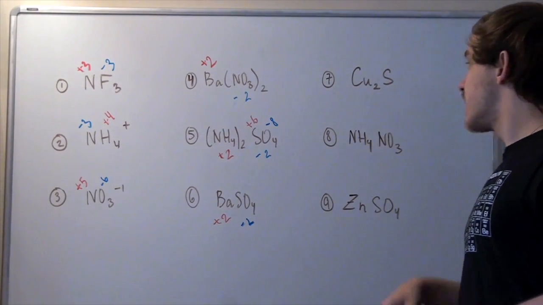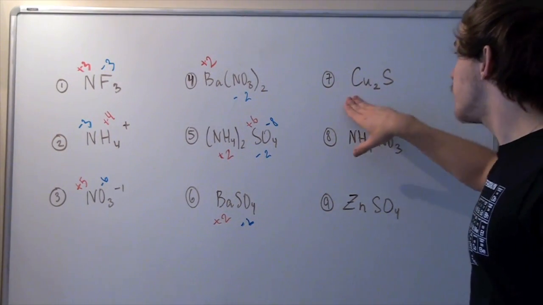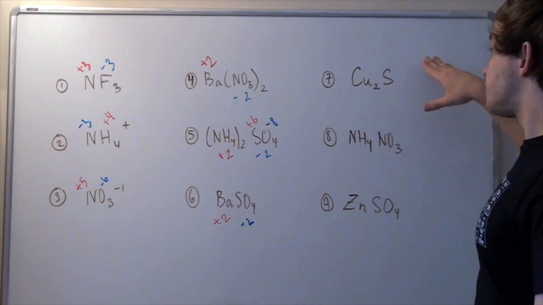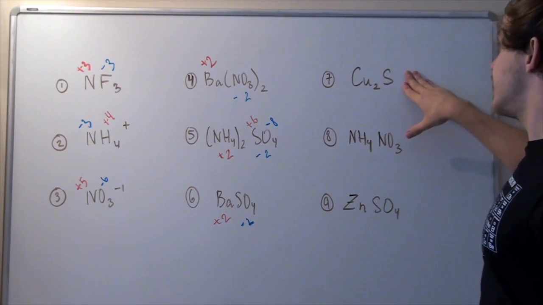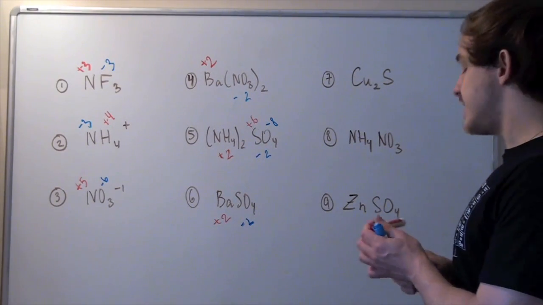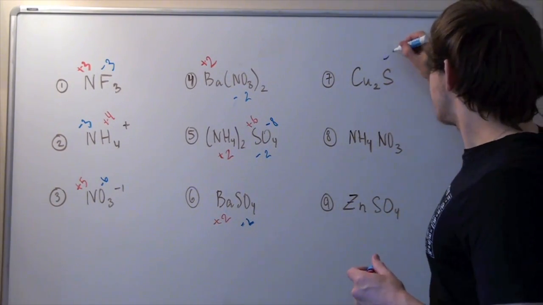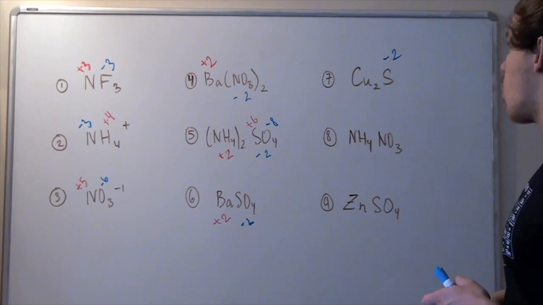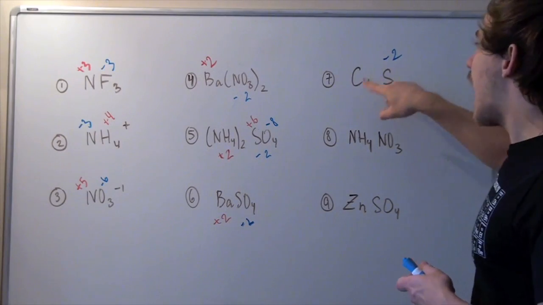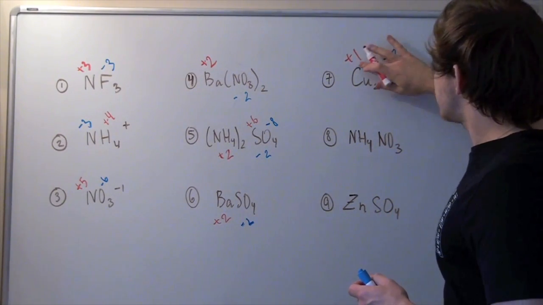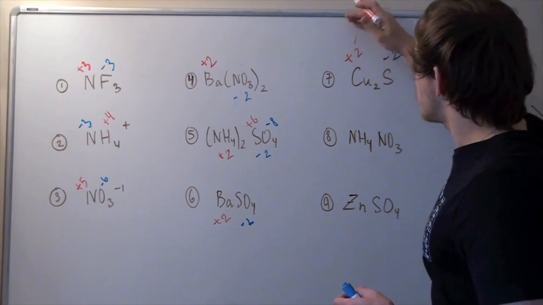Let's look at 7. Now in 7 we have copper and S. Right? S precedes copper. So S is in the same group as oxygen. So S must have a -2. So S has a -2. Now this whole compound has a neutral charge. So if this is -2, our copper must be +1 each. Right? So this makes our 2 coppers +2.